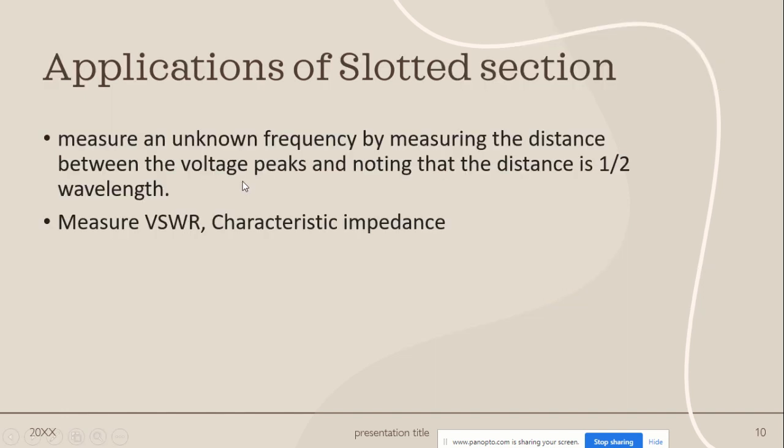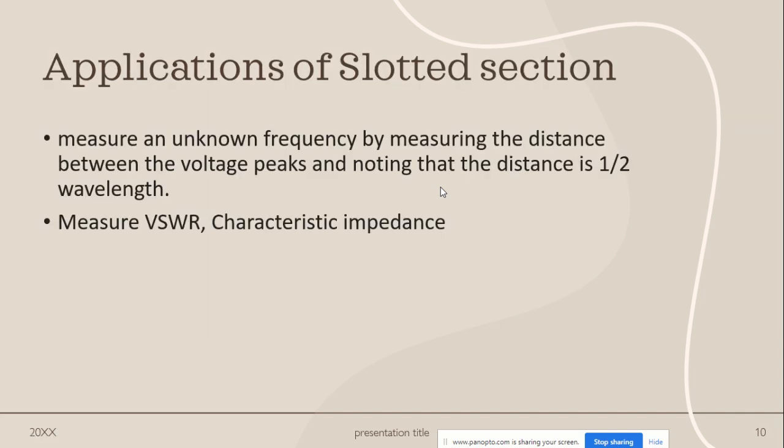So what are all the applications of the slotted section? It is used to measure the unknown frequency by measuring the distance between the voltage peaks and noting the distances of half wavelength, and measure VSWR, measure characteristic impedance, and I can find the unknown frequency. I can find the wavelength also, guide wavelength, guide frequency. All this can be obtained with this.